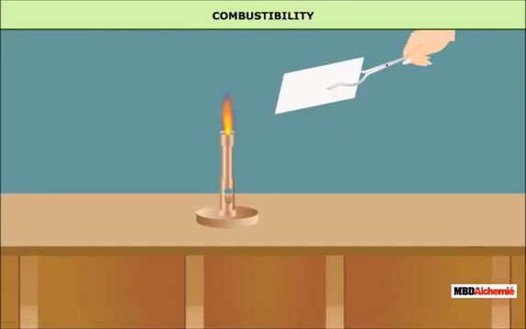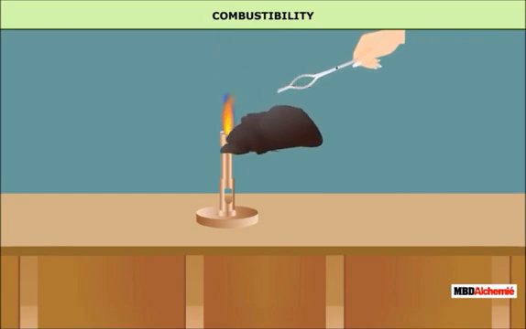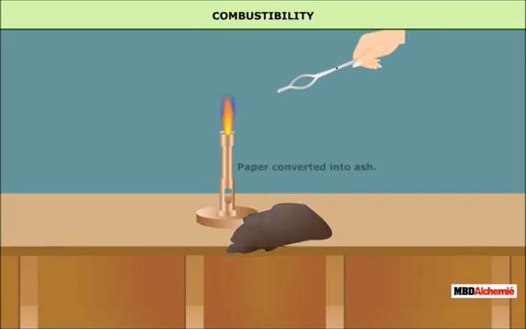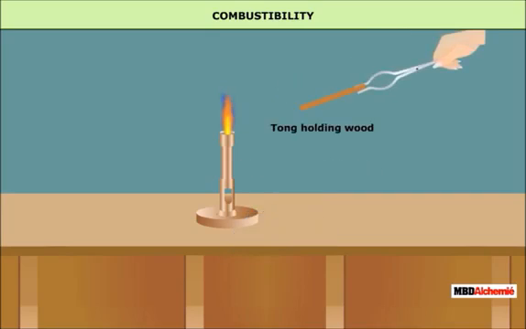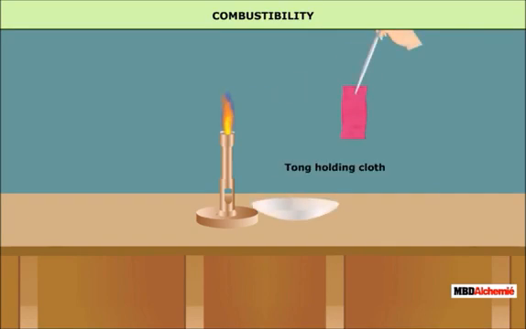Combustibility. Materials that can burn easily are called combustible materials. For example, paper, wood, cloth, and wax are combustible materials because they catch fire easily, while an iron wire is a non-combustible material because it does not catch fire.